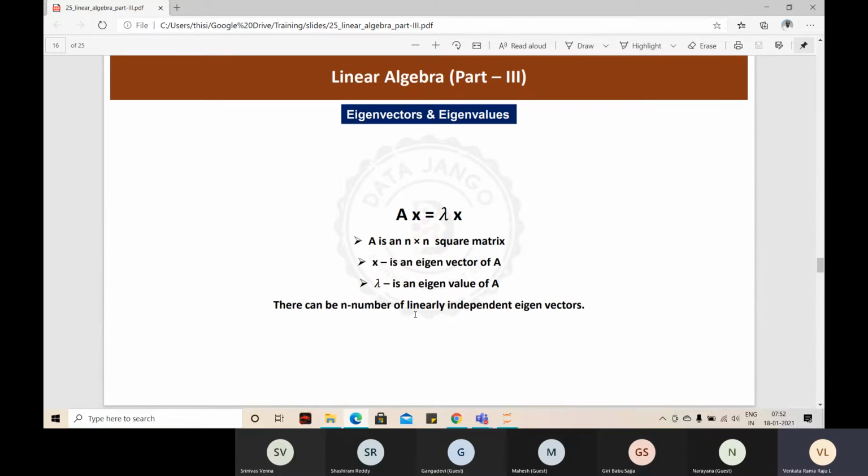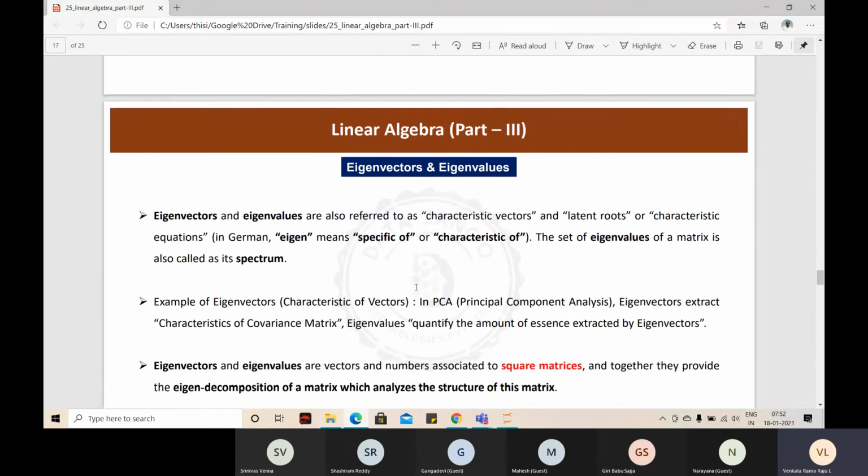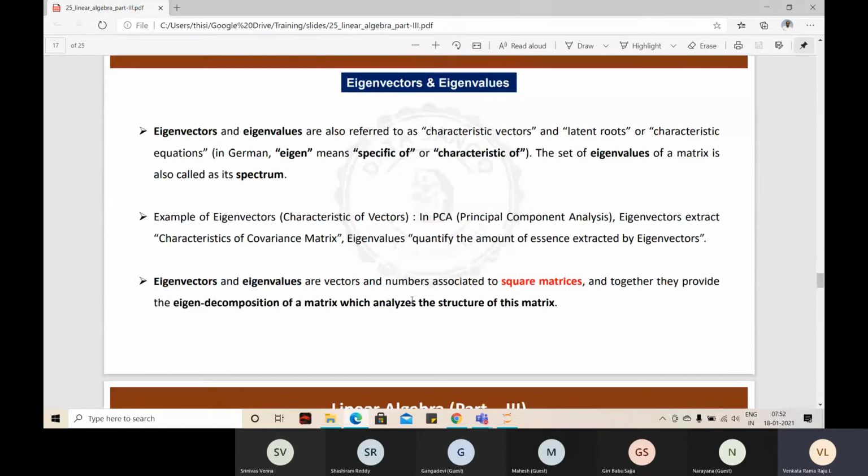Now eigenvalues, eigenvectors. To understand eigenvalues and eigenvectors, we understood all that. Okay. So what are eigenvalues, eigenvectors? We'll understand first, and then we'll look at the mathematics. Eigenvectors or eigenvalues are also referred to as characteristic vectors or latent roots. Okay. We cannot understand eigenvector, eigenvalue, latent roots yet, but you can understand this, right?